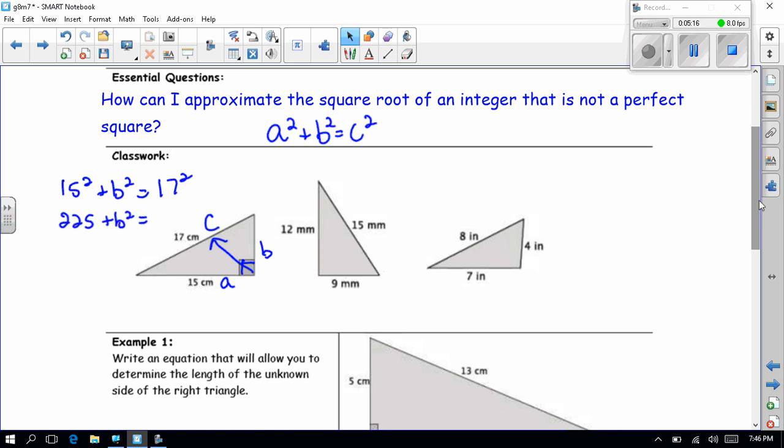And 17 squared is 289. And now I can go about solving for the unknown side here. So to solve for b, I'm going to subtract 225 from both sides of the equation.